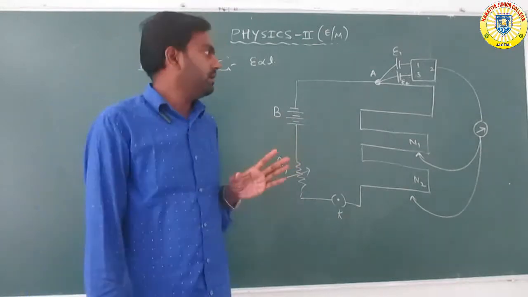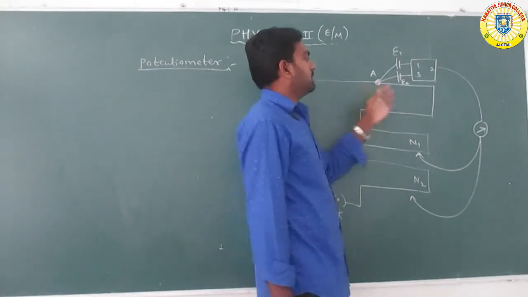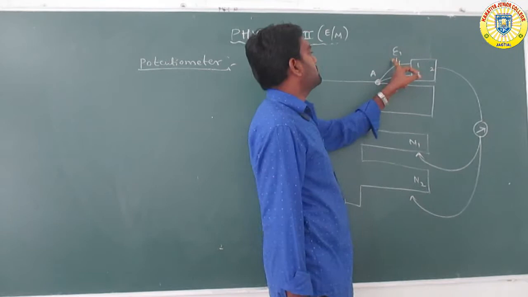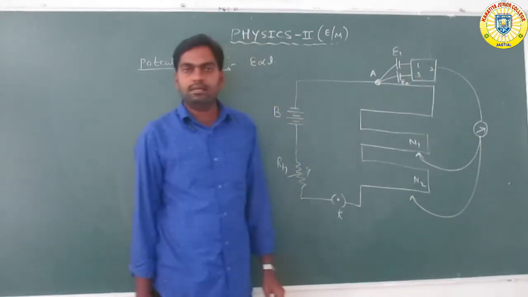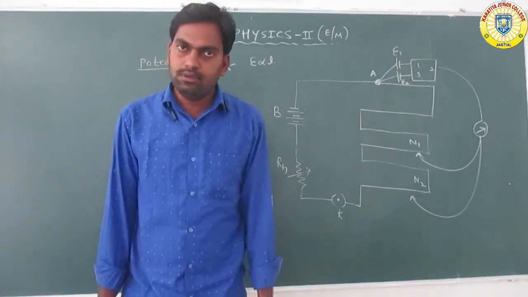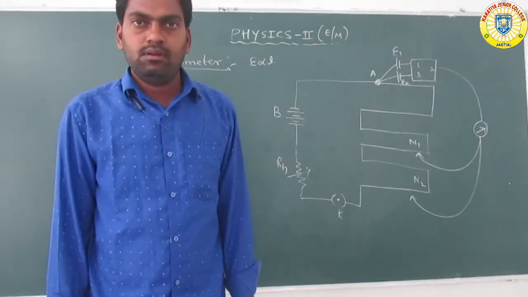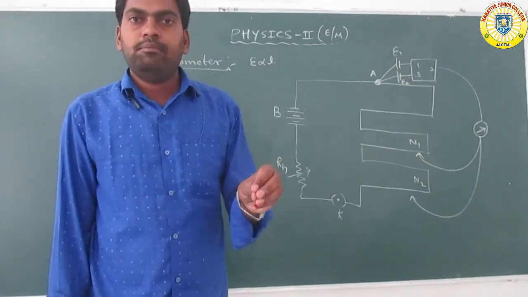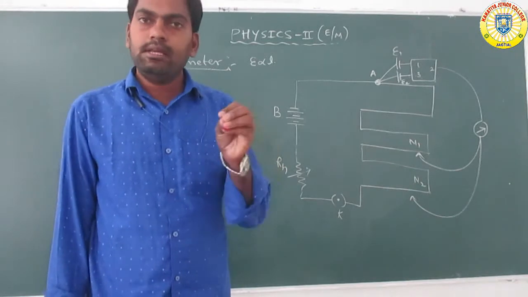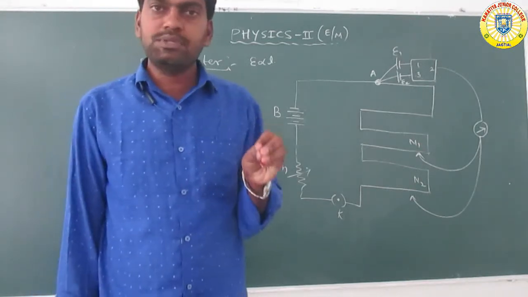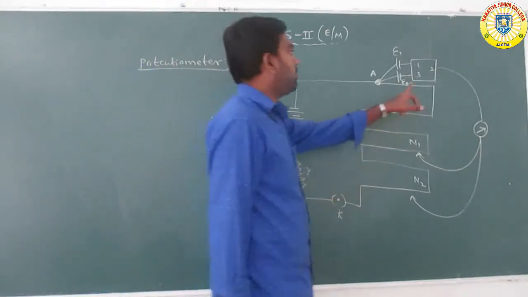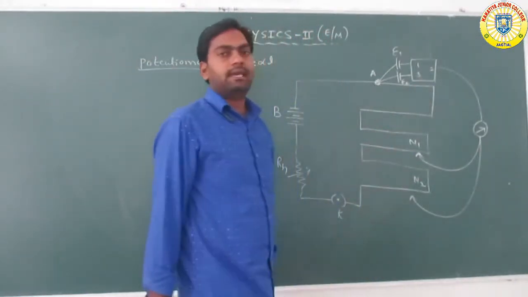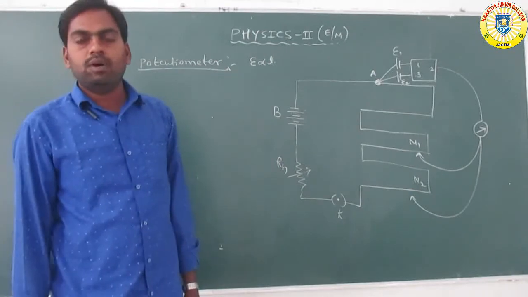And so here in the circuit diagram, comparing the EMF of two given cells, E1 and E2, are introduced in the circuit. And this is called a two-way key. Two-way key. What is the two-way key?